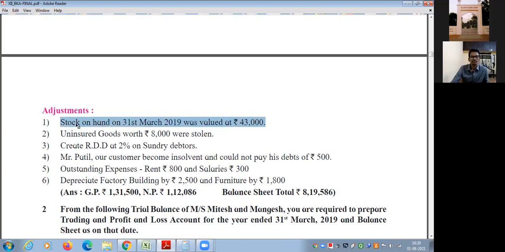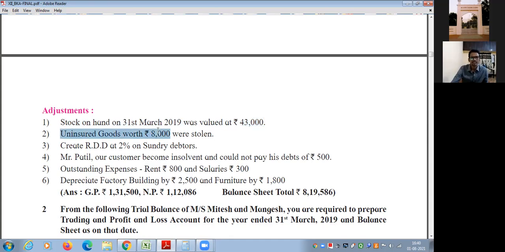So we have to give 2 effects of each and every adjustment. Here we have the closing stock valued at 43,000. First we will record it on the credit side of the trading account, and second it will be recorded on the balance sheet asset side. It is the closing stock at the end of the year.